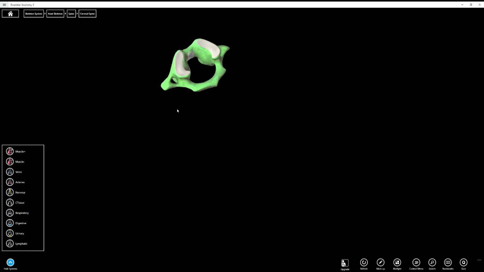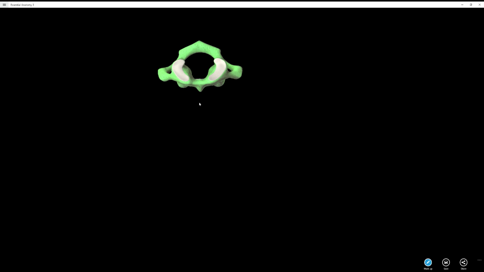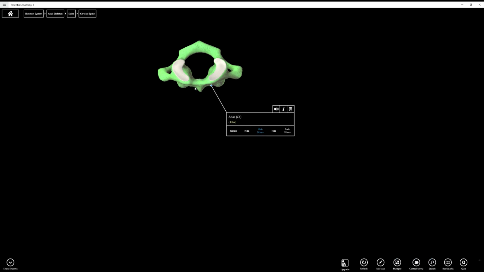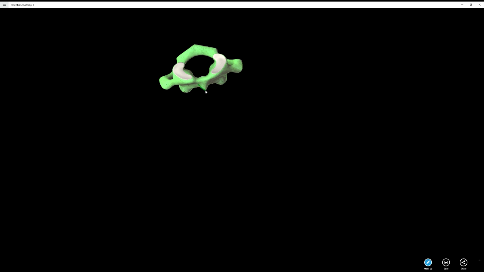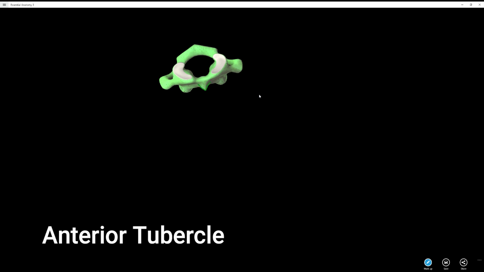So our first structure is the anterior arch. You'll notice that the C1 vertebra does not have a vertebral body, so that's something that's unique to C1. Instead, it just has this anterior arch. And you can see a little tubercle sticking out slightly in the front of that arch. That's called the anterior tubercle.